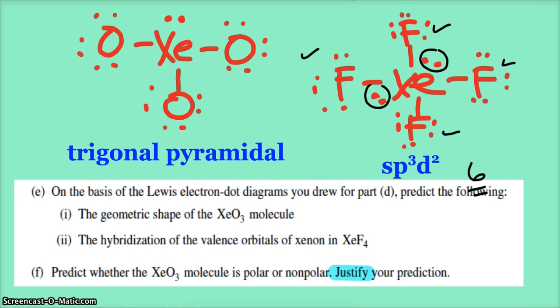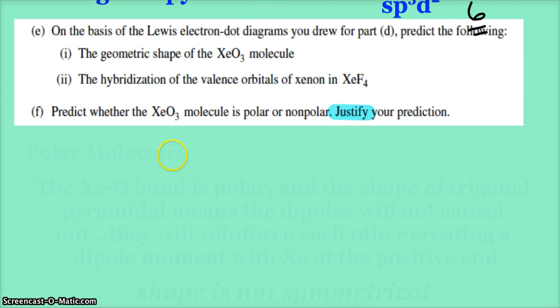Last part, predict whether the XeO3 molecule is polar or nonpolar and justify. Well, anything with xenon is going to be polar. That's just whether it's reacting with fluorine or oxygen. That's pretty much the only 2 things it will react with. It's going to be a polar situation. This shape, trigonal pyramidal, is not symmetrical. There's 3 polar bonds that won't cancel out. Your tetrahedral would, your linear would, trigonal pyramidal no. So I would expect this to be a polar molecule.